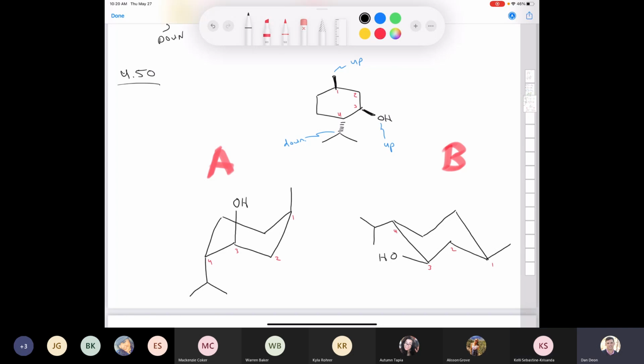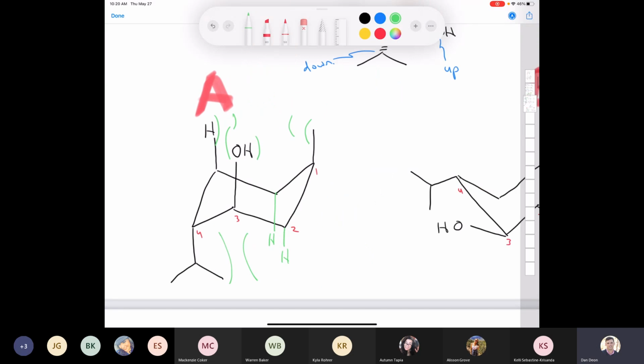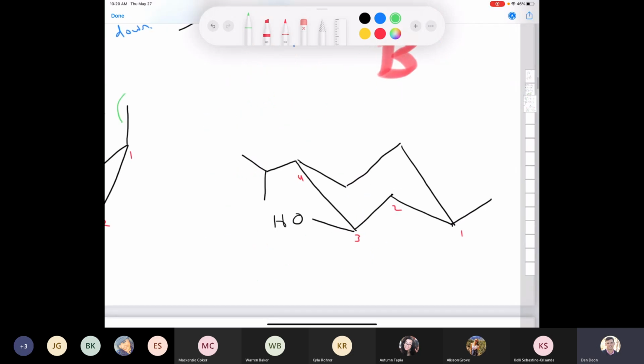Because in A, we have a bunch of 1,3-diaxial interactions. We have them here between the hydrogen and this hydroxyl. We have them between the hydroxyl and the methyl group here, and this hydrogen and the methyl. We have them with the isopropyl, and these protons here, big 1,3-diaxial interactions. Whereas in B, we have no 1,3-diaxial interactions, since everything is equatorial.